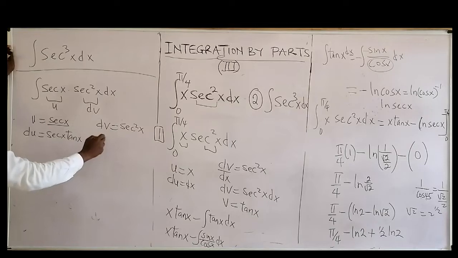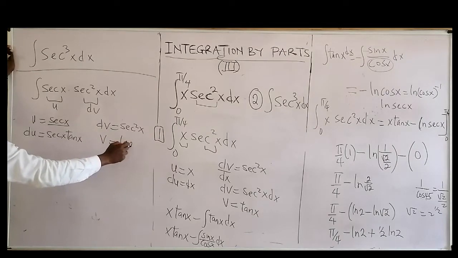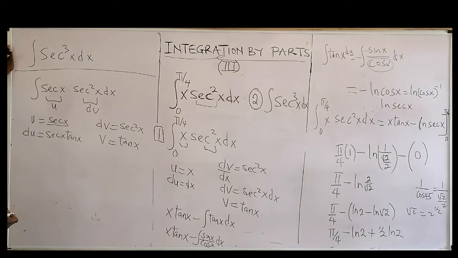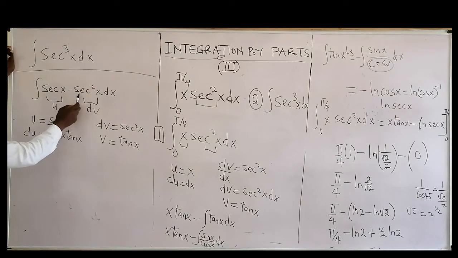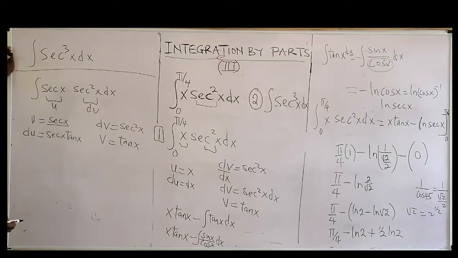If you integrate both sides, v will be equal to tan x. So it's more convenient to integrate sec square x. Then the next thing to do now is to do your uv. Do your uv. We can't integrate the other one, but you can integrate this one, it is integrable.